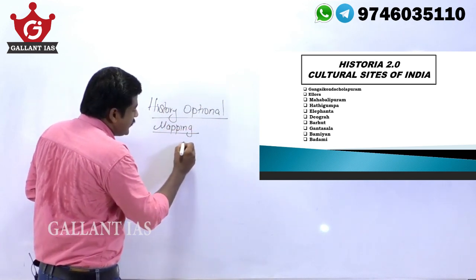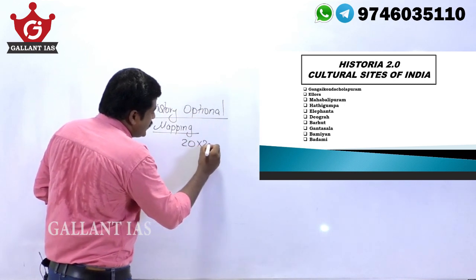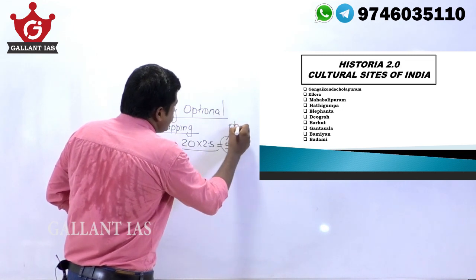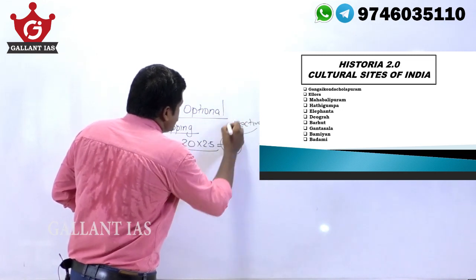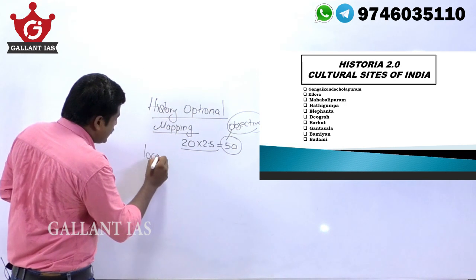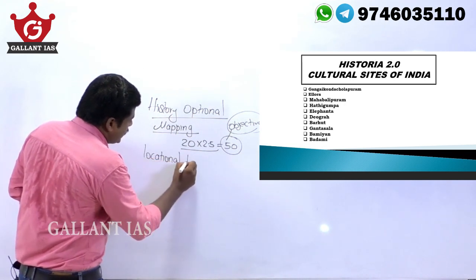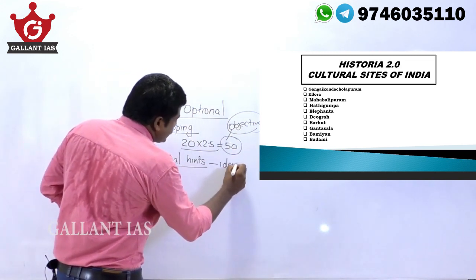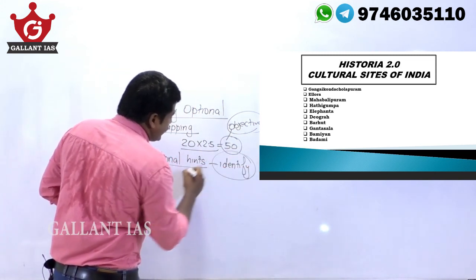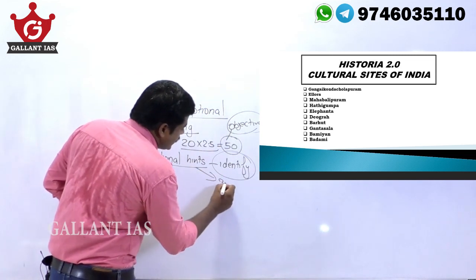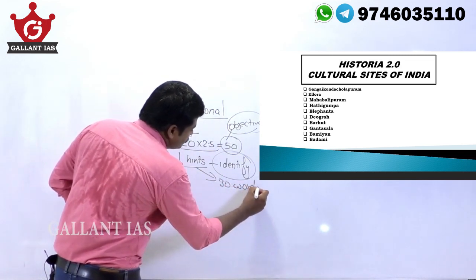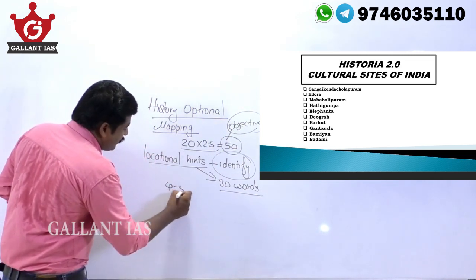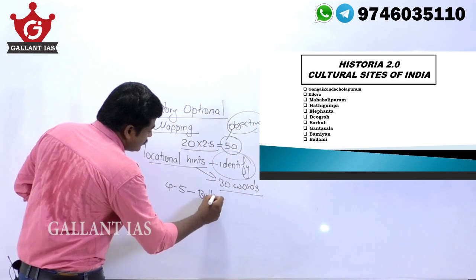I said it, 20 sites will be given, each carries 2.5. Your total score is 50 marks. It is pakka objective. Some locational hints will be given. Based on that, you have to identify the site. And you have to give a 30 words short description. 30 words short description means, I would say, 4 or 5 bullet points you can present.